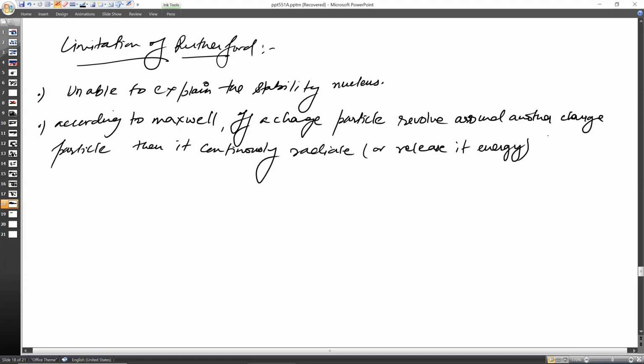Got it? And because an electron does not have much energy, for an electron it will take 10 raised to the power minus 7 seconds. This is a very, very small time for an electron to collapse into the nucleus. So for an electron, it will take approximately 10 raised to the power minus 7 seconds to collapse into the nucleus.